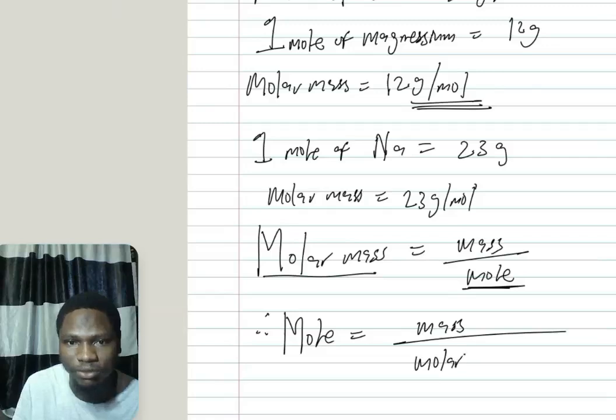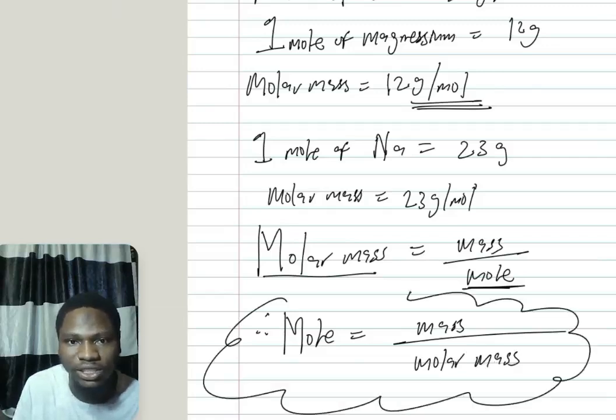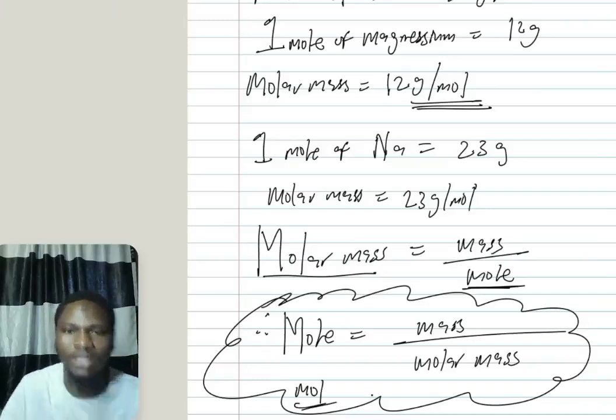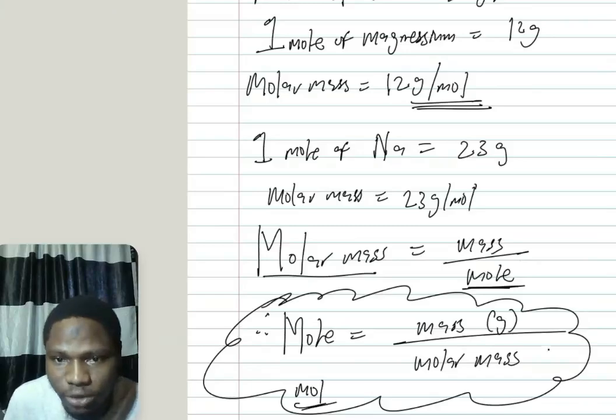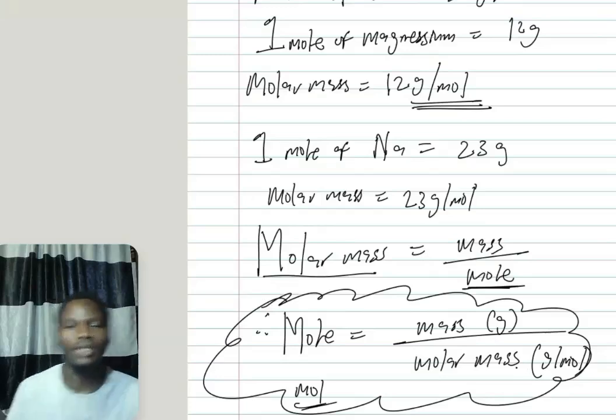That's where the formula is coming from, one of these famous formulas in mole concept. So this is the first formula we'll be treating here. Mole is equal to mass over molar mass, and the unit of mole is mole. The unit of mass is grams, and the unit of molar mass is what? Gram per mole. Please take note of all this, and we move on in our next lesson.